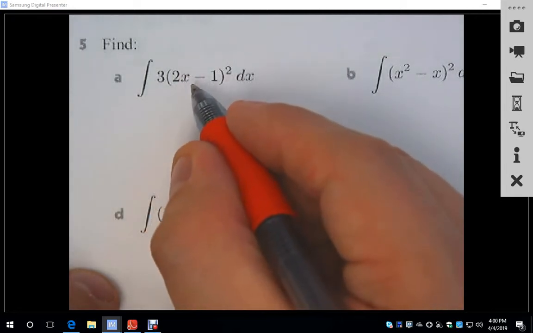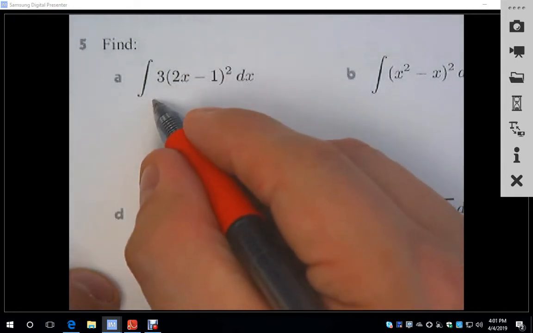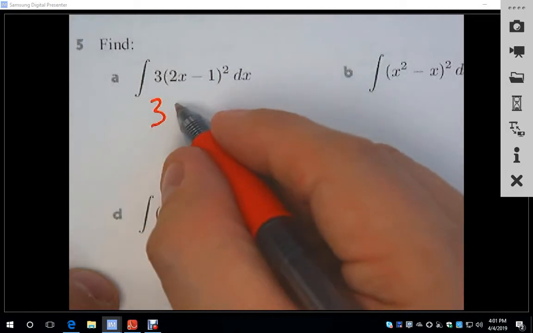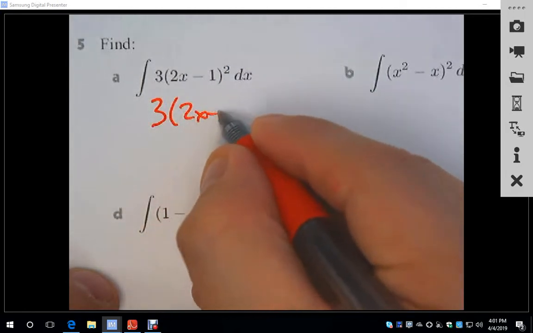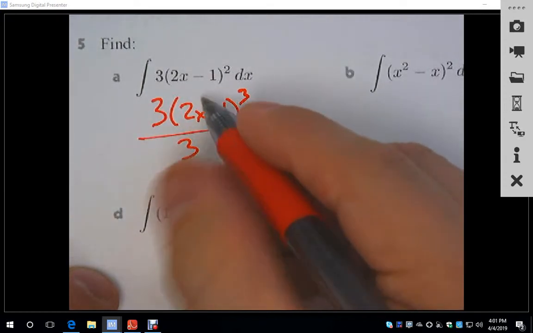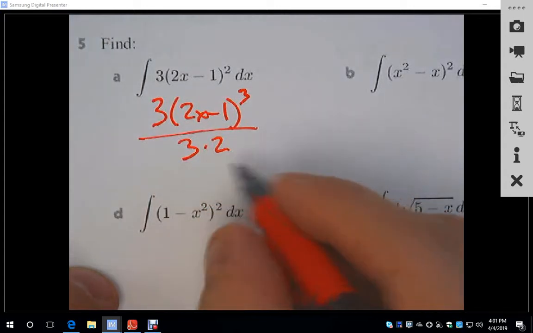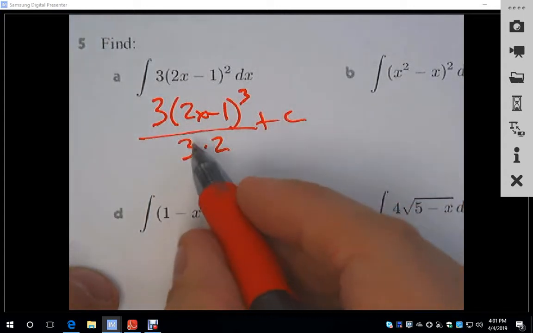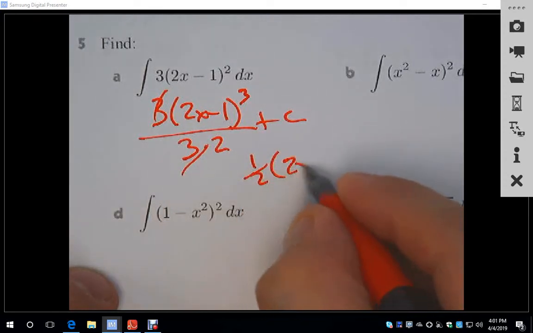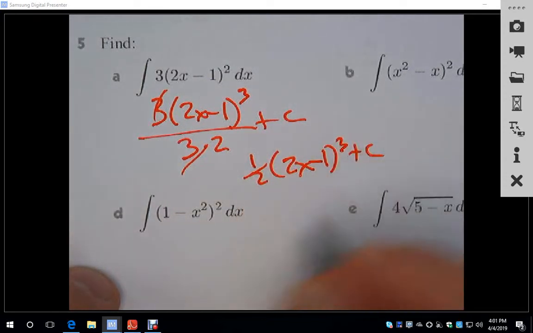So let's take 3 times the integral of the outside function, so that would be 2x minus 1 to the power of 3 over 3, and then divide by the derivative of the inside function, which is just going to be 2, so I have divide by 2, and then plus c. And then, of course, these cancel out, and that would leave me 1/2 times 2x minus 1 cubed plus c.